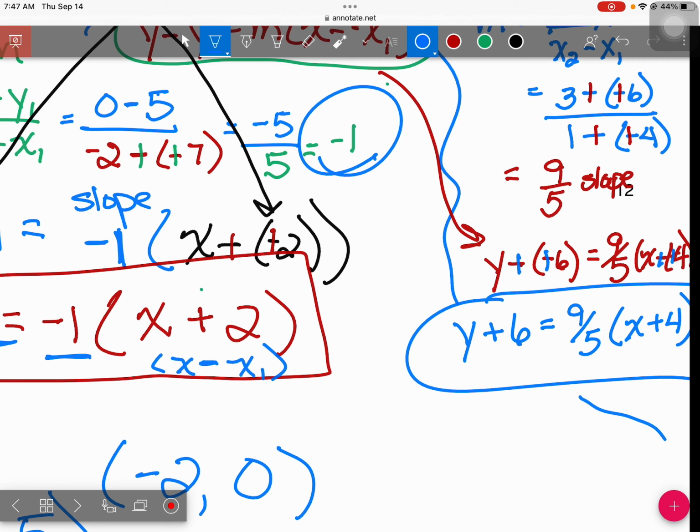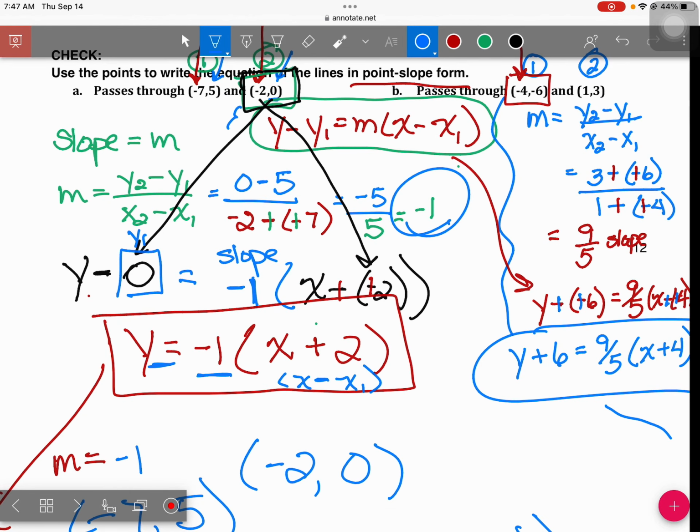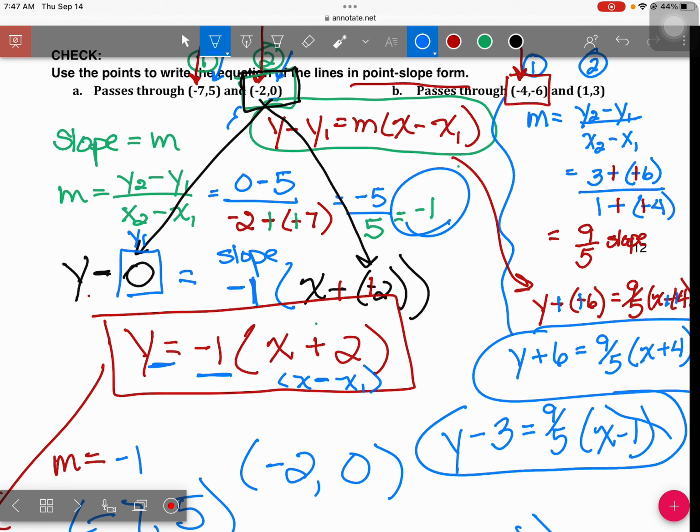And if I did the other way, it would be y minus 3 equals 9/5 times x minus 1. So either of those would be correct. Either of those would be correct. Questions on that?